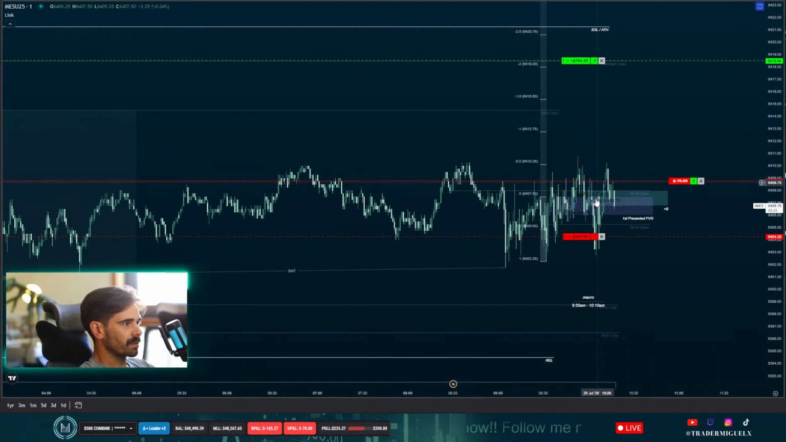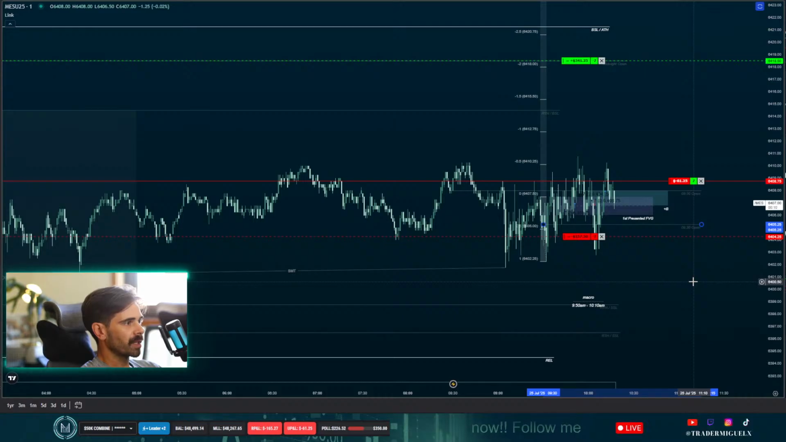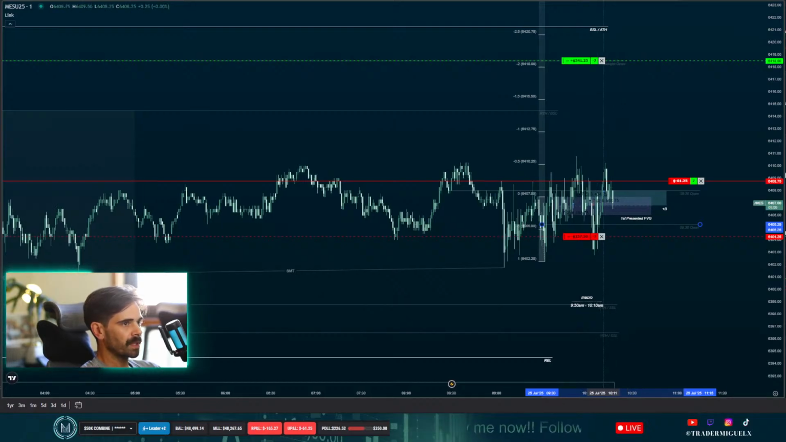Yeah, once again, trying to disrespect the breaker. 830 open not holding, coming back inside the accumulation range. NQ delivering lower, probably trying to take those relative equal lows. And if so, ES will probably go further lower as well.